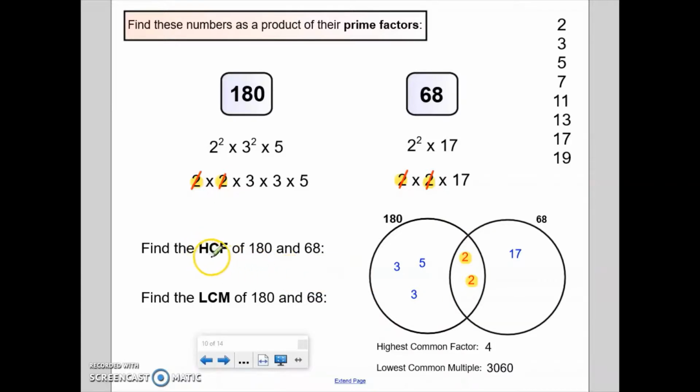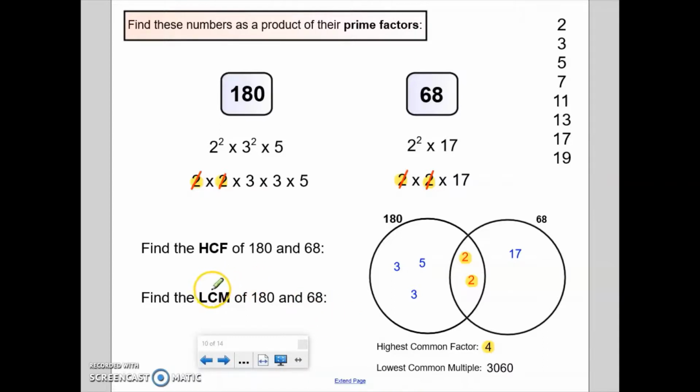To find the HCF, the highest common factor of the numbers 180 and 68, I look at my intersection and I multiply the numbers that are contained within the intersection. So in this question, it's simply 2 times 2, giving me a highest common factor of 4. The highest number that is a factor of both 180 and 68 is the number 4.